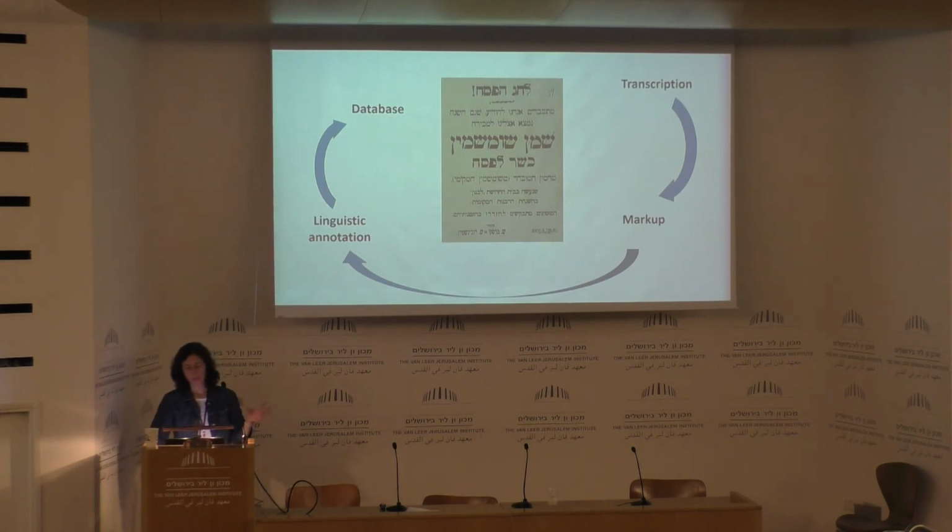Project Ben Yehuda was already transcribed. These ads were not. So this is the flow of what we did to a document. We transcribed it, looking at the image and transforming it manually into digital text. We marked it up, added dates and place information to it. We added linguistic annotations to it automatically, in a way that I'll describe in a minute. And we put everything inside a database into a program, also open access, that allows the required search and save capabilities that we wanted at the outset.